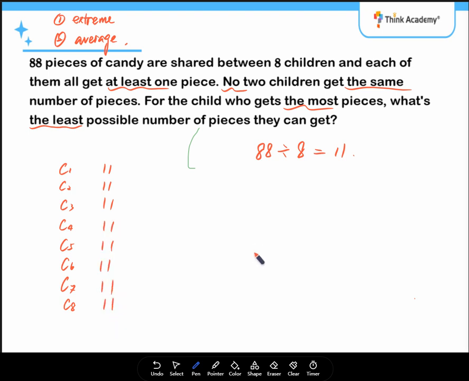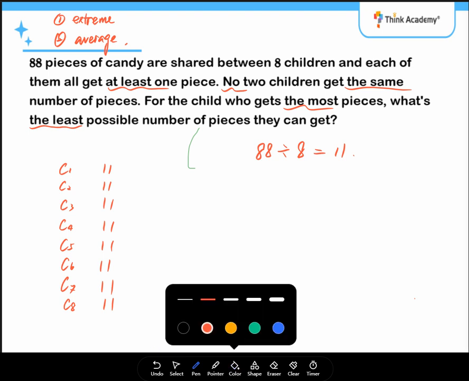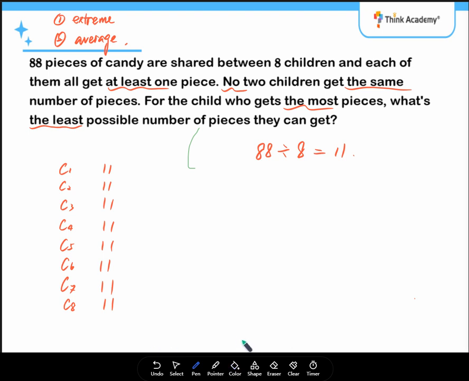But is it reasonable for this question? No, because no two different children get the same number. It means, but now all children get the same number, right? Okay, but how to make it different? How to make it different? So you can think about it.